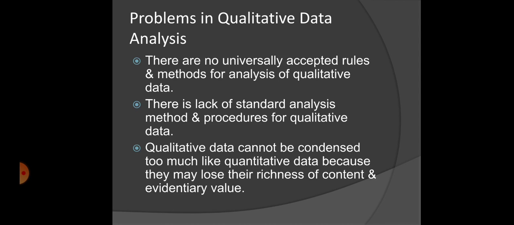Problems in qualitative analysis are that there are no universally accepted rules and methods for analysis of qualitative data. So that is the main problem in how we find out the data. There is a lack of standard analysis methods and procedures for qualitative data, so how to measure or what to do is the main problem. But we have to compare between the two qualities of the objects.